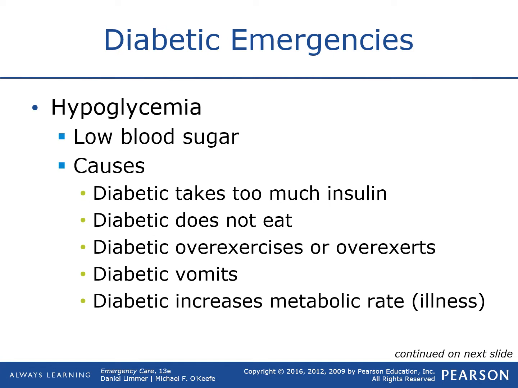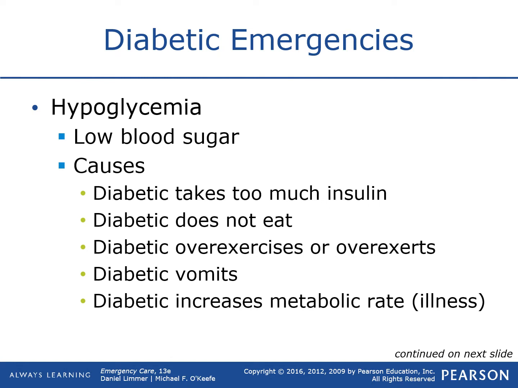So, going into actual diabetic emergencies. With diabetic emergencies, we're looking at either too low or too high of blood sugar. So too low of blood sugar is called hypoglycemia. So the cause behind hypoglycemia is essentially that there's too much insulin and not enough sugar in the body.